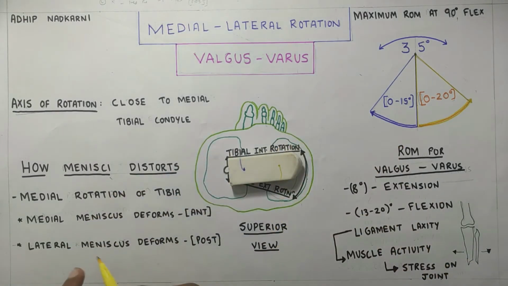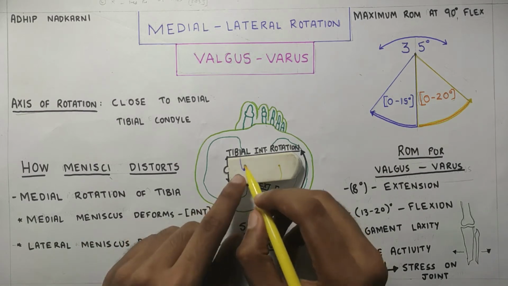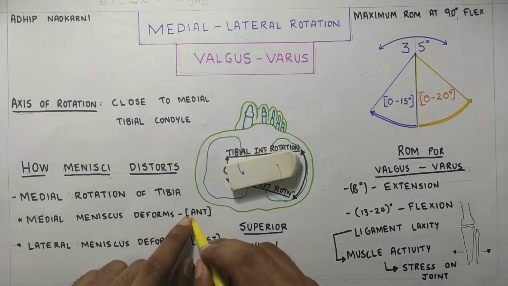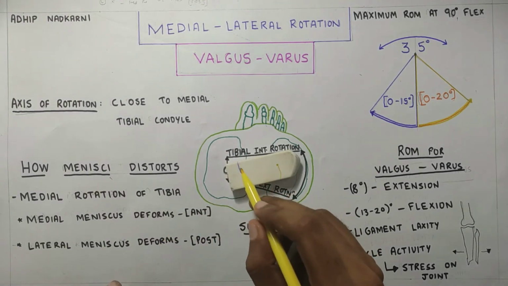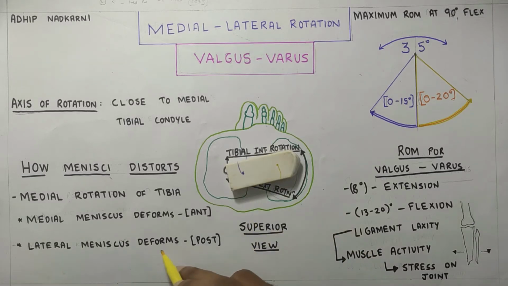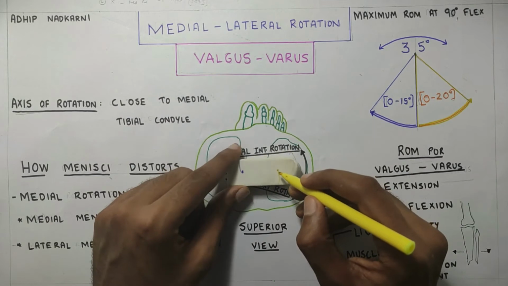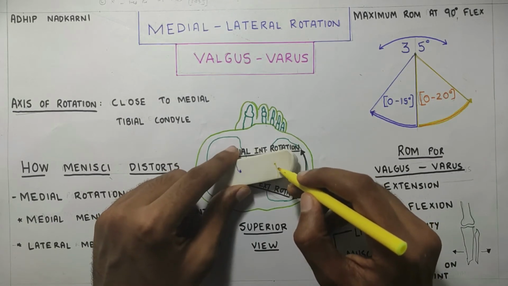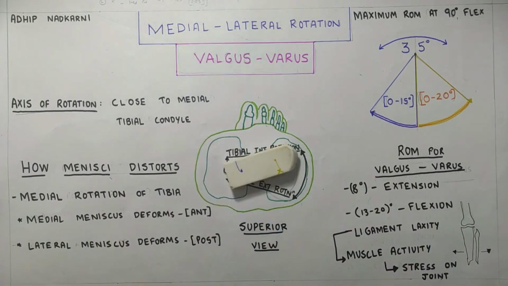That's how we know that the medial meniscus, that is on the medial side, deforms anteriorly, because the femoral condyle is moving anteriorly and it's deforming the anterior part of the medial meniscus, whereas the lateral meniscus deforms posteriorly because the lateral condyle, during tibial rotation, moves posteriorly. The lateral condyle of the femur moves posteriorly, and that's how it deforms the posterior part of the lateral meniscus.